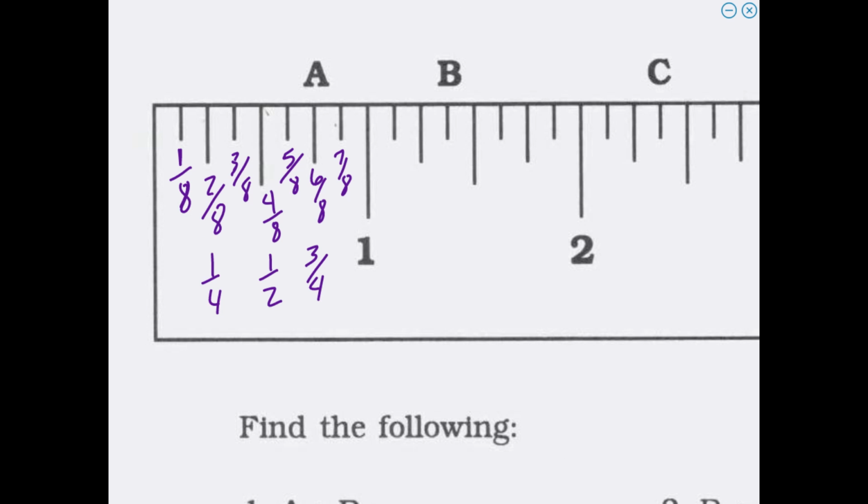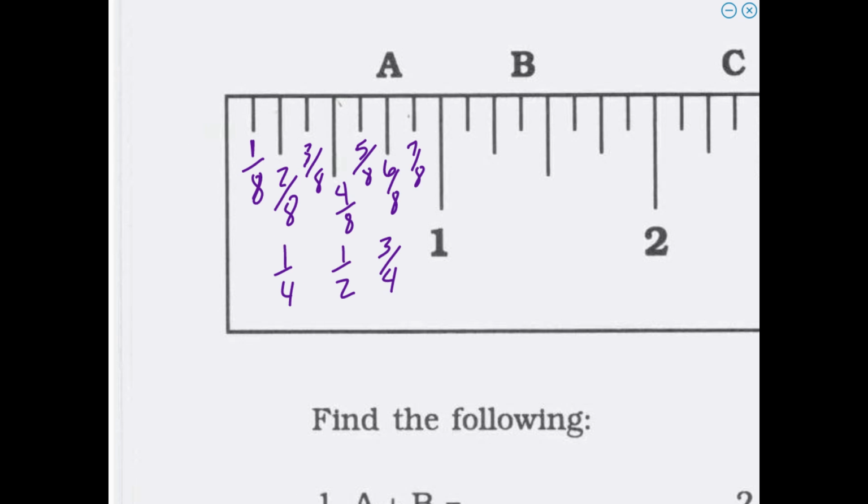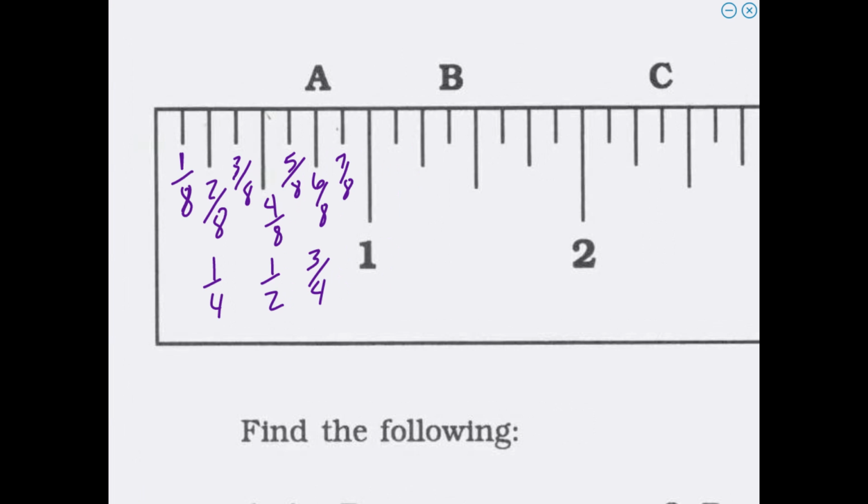So each one of those tick marks is an eighth. These are the simplified versions down here. And if I wanted to write all of this as fourths, then that one right there I would write as 2/4. Okay, so that's another way that you could write this one. It would be 2/4. So for some of these, you will need a common denominator.